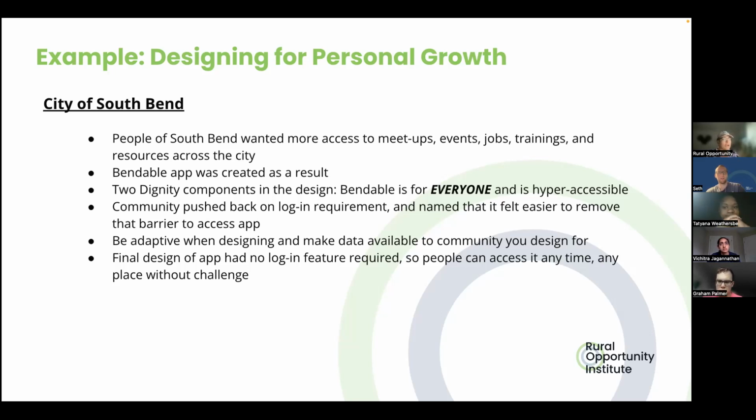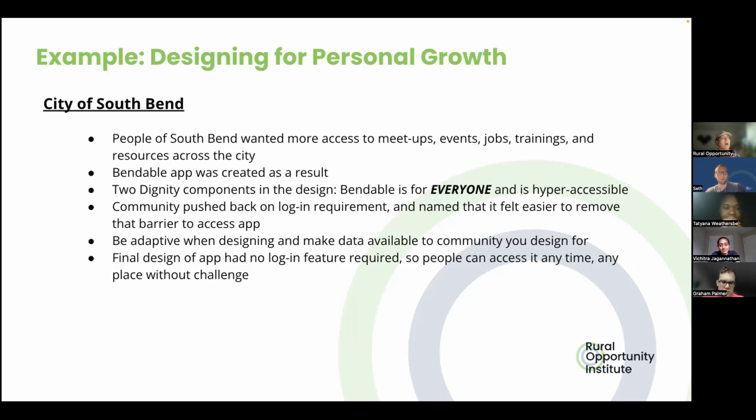In the design process, during the deep listening and the stewardship phase, the community pushed back on the login requirement because originally there was the login requirement. We have to have email and all the things, phone number. And they named very specifically that it felt easier to remove the barrier to access the app if they did away with the login requirement.